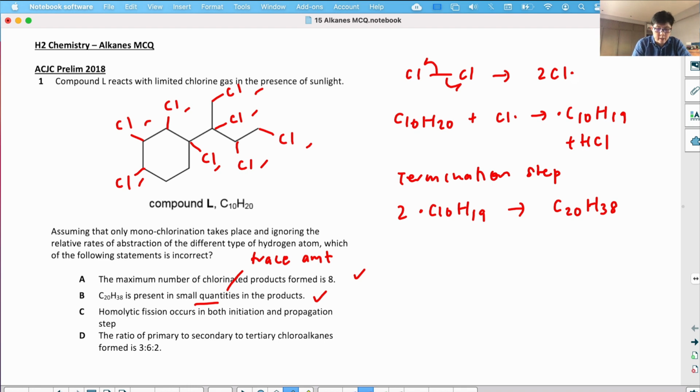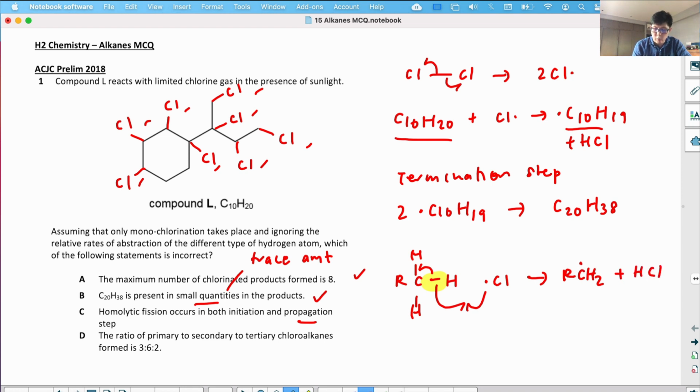In the propagation step, homolytic fission also takes place. Say, for example, C10H20. Maybe I just draw this part. So how do you get this product? In fact, homolytic fission takes place. It works this way. You can see that this is homolytic fission, so you end up getting an R-C dot. This is just an example. Actually there's an H and H over here, so RCH2 dot, plus HCl. So this part here is homolytic fission, taking place over here. So this statement is actually correct.